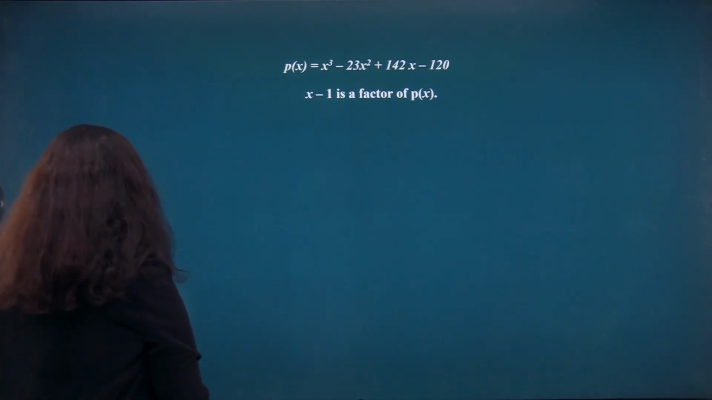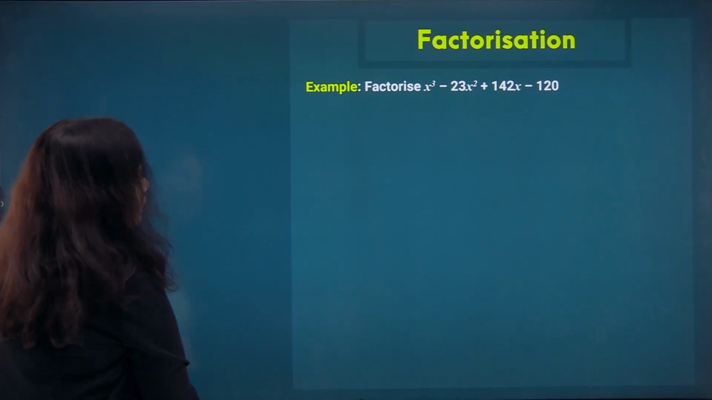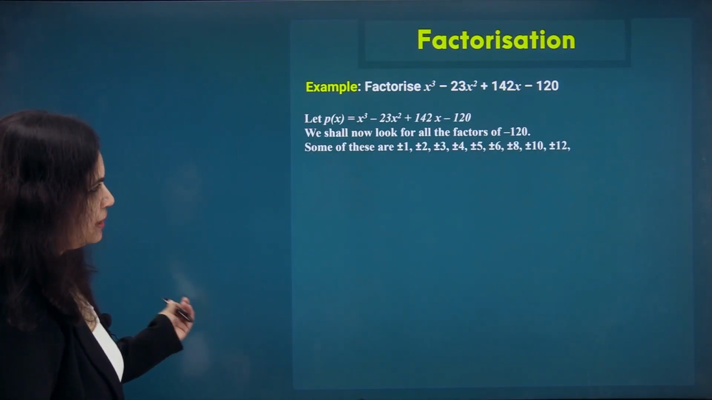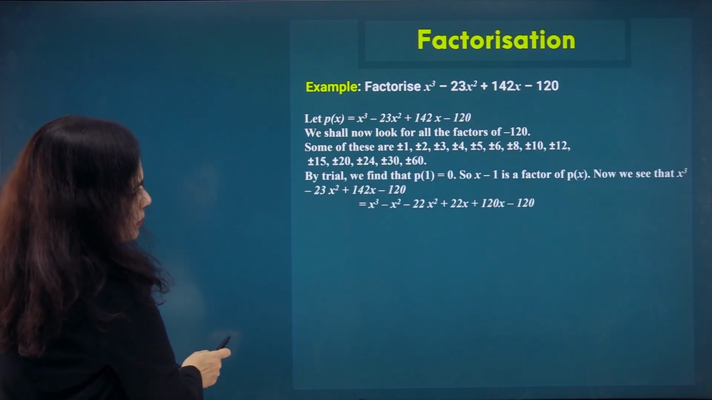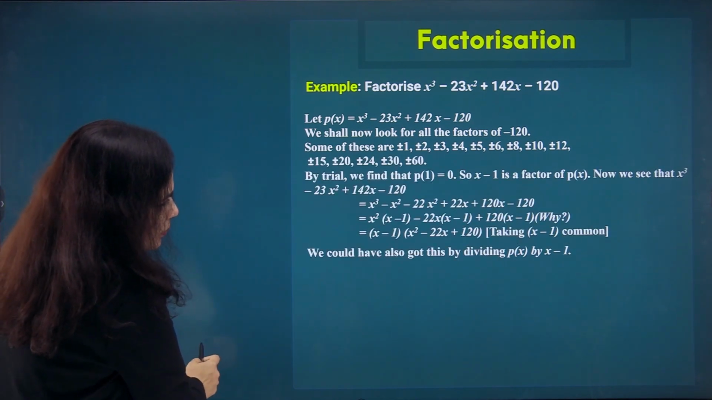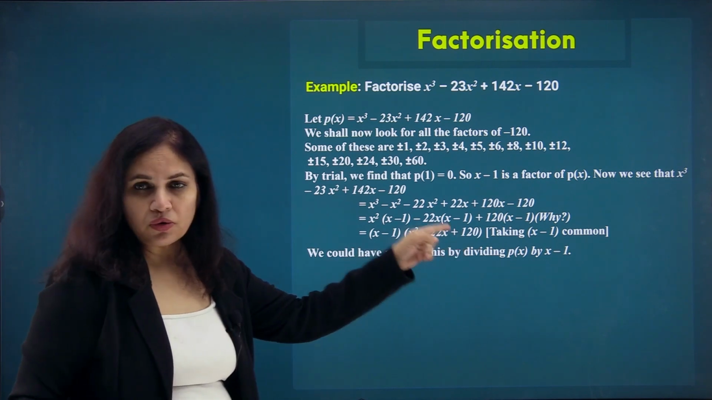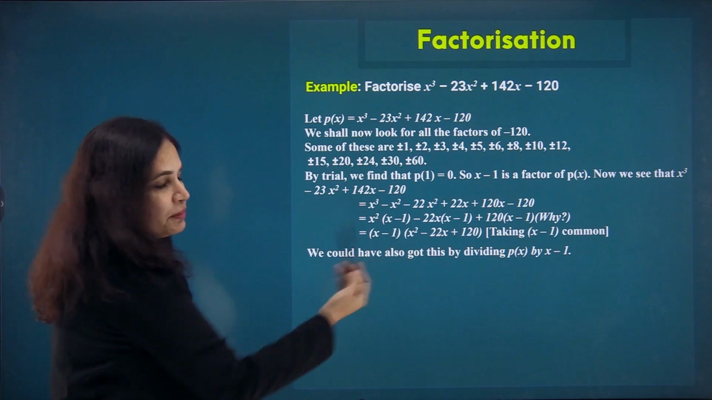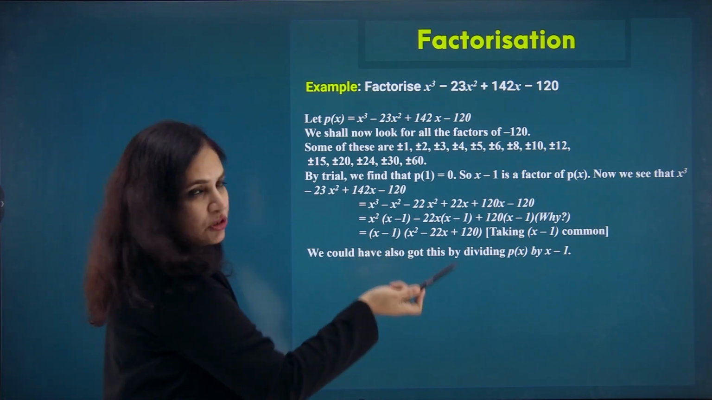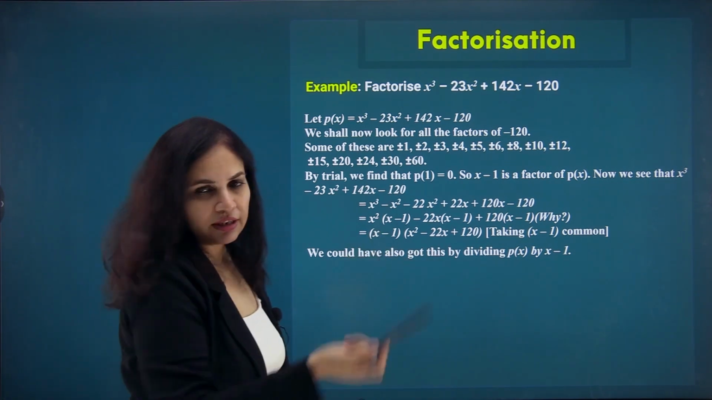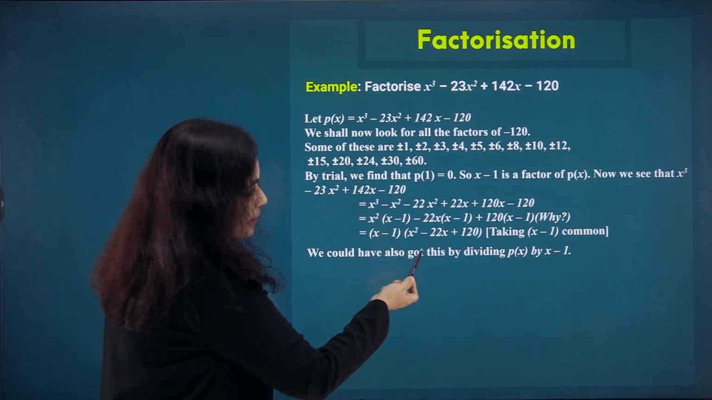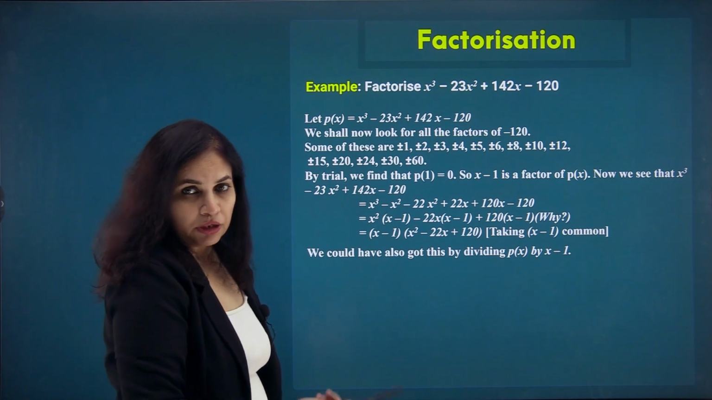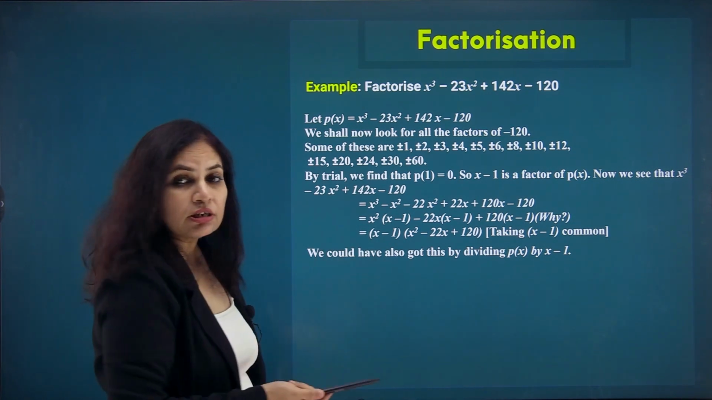So, this we have done, and we have already seen how to do it by factorization also and by long division also. Now, the cubic polynomial is split into two factors, one is a linear factor and the other is a quadratic factor. Next, I will factorize the quadratic polynomial to get further factors by middle term split.